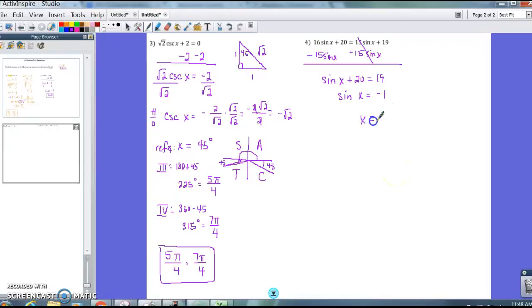Well, think about your sine curve. Where is your sine curve equal to negative 1? Remember your sine curve does this. This right here is -1. That's -1 right there. That happens at 3 pi over 2 on your graph. So your answer here is just 3 pi over 2. That's the only time it hits -1, so that's your only answer.